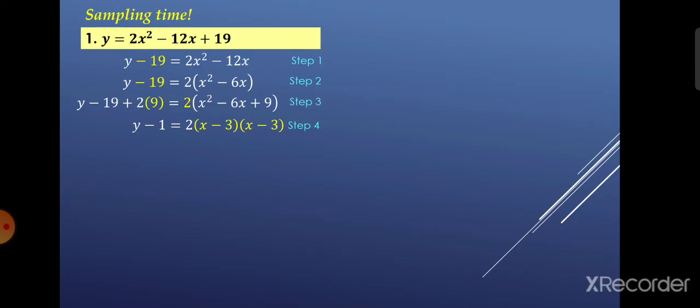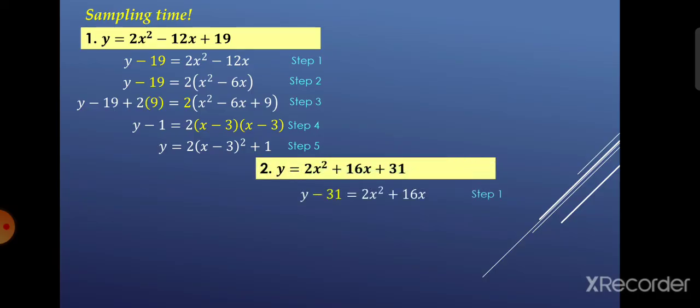Then factor the perfect square trinomial x squared minus 6x plus 9 into x minus 3 times x minus 3. It is all minus because the middle term is negative 6x. Next step. Y equals 2 times the square of x minus 3. Then the negative 1 from the left side becomes plus 1 when moved.